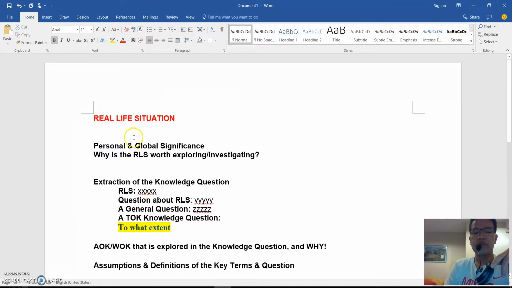So linking to this real life situation, you will need a personal and global significance. So why is this particular real life situation worth exploring and investigating? If you have two people in your group, you have to say why. Right? What's the significance for you?